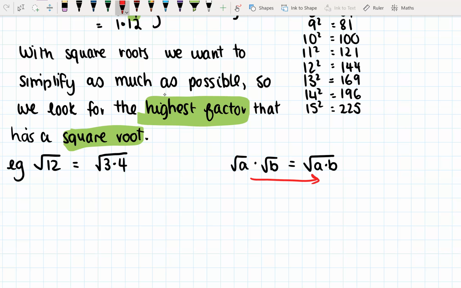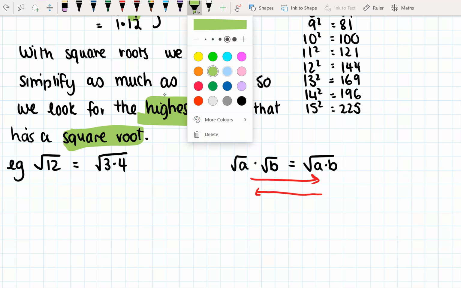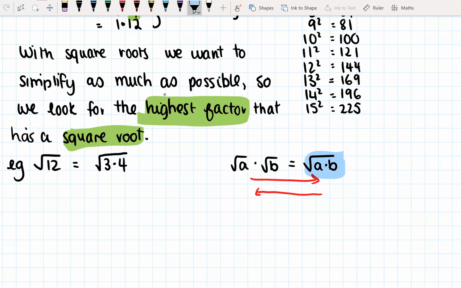Okay, what we're going to do now is go back the other way. In this case, we have the square root of a times b, where a is 3 and b is 4, and we want to write it separately. So we're going from this side over here, and we want to turn it into the other side, the a times b. So the square root of 3 times 4 is the same as the square root of 3 times the square root of 4. Okay, we've gone backwards.